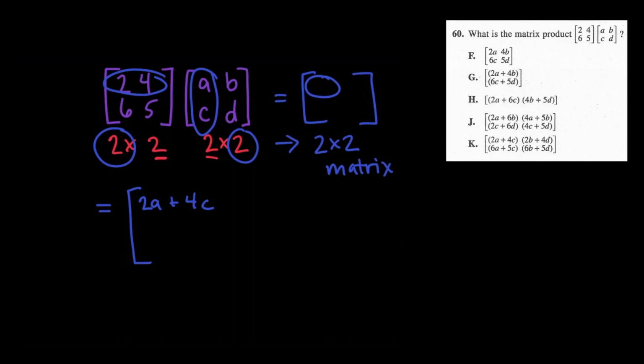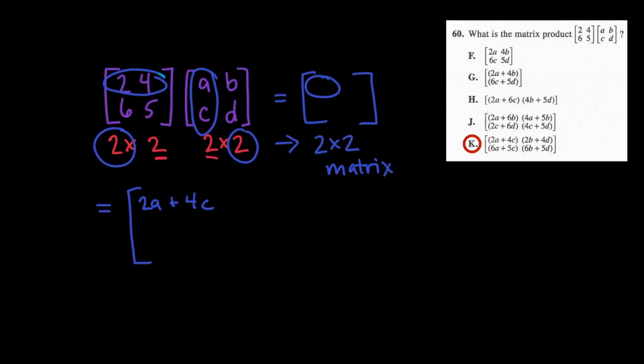So right now, it looks like we have an answer. It looks like this is going to be K, because F doesn't have 4C involved in the row 1, column 1, and H has 2A plus 6B. That's not what we got. So it looks like K is our answer, so we're pretty much done. I'm just going to confirm maybe with one more.